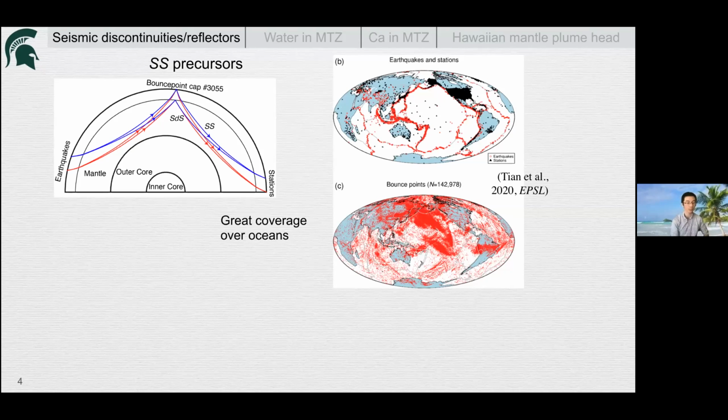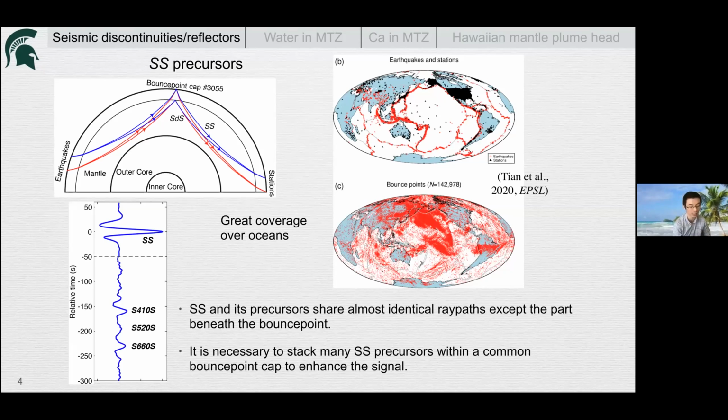But one problem for this SS precursor is that the signal is so weak. Therefore, we have to stack hundreds of these waves together. On the left side here, I'm just showing one example. This is the stacked SS wave. That's a strong signal. And then over here, we see one peak that's actually an SS precursor reflected at the 410 discontinuity. We call it S410S. And then we have another peak caused by the 520 discontinuity and another one by the 660 discontinuity. That's pretty much the focus today.